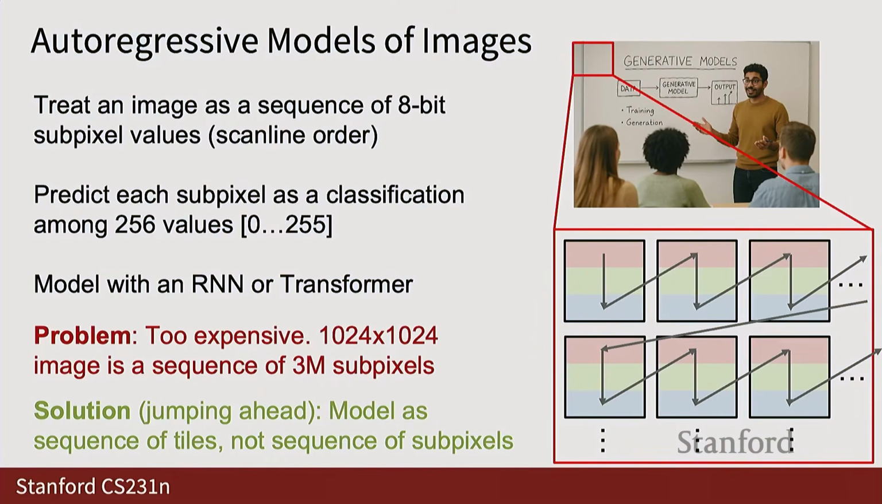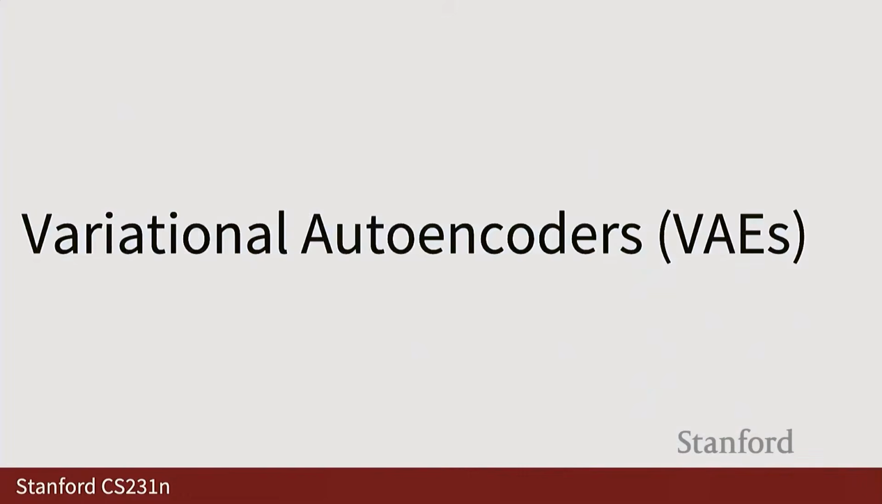But this at least gives you the sense of what an autoregressive model is, what the probabilistic formulation of them is, how you apply them to language, and how you apply them to images. Then from autoregressive models, we next turn to variational autoencoders. And variational autoencoders are pretty fun.